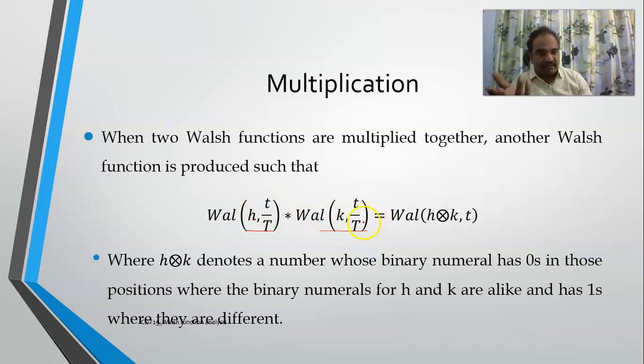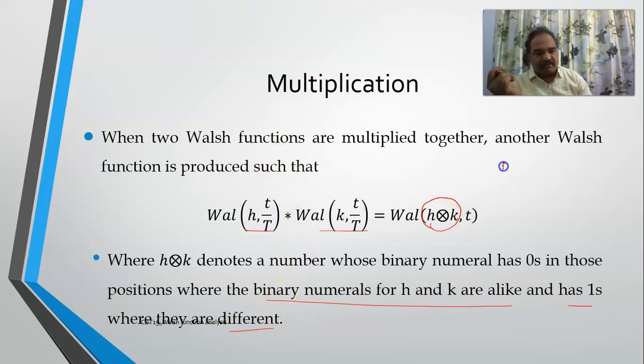If you are going to multiply that one, then automatically you will get a number here, an index here, which will be having a binary value. It is 0 if both the binary numerals of h and k are alike, and it has 1 if both are different. Now I'll explain it to you with an example.